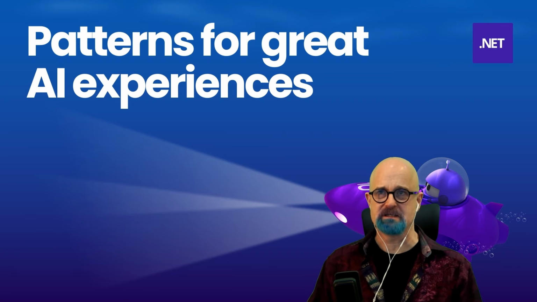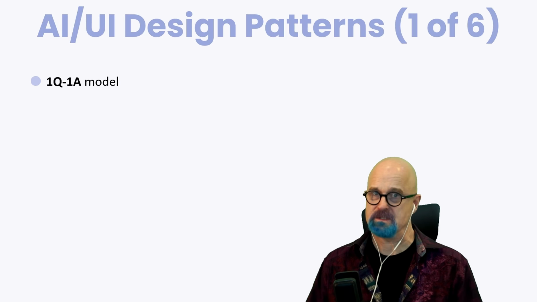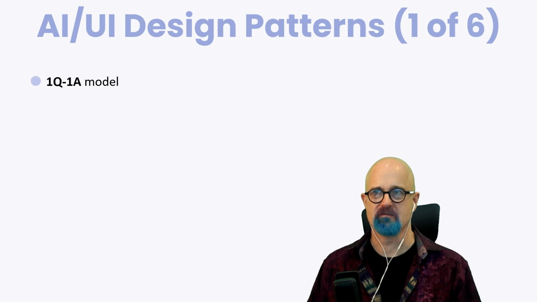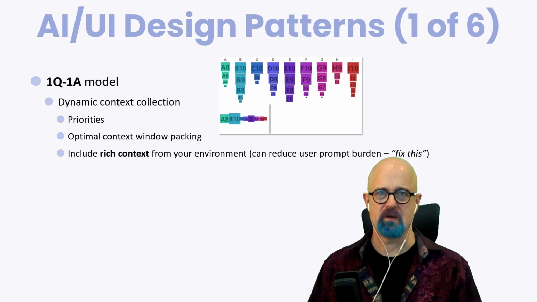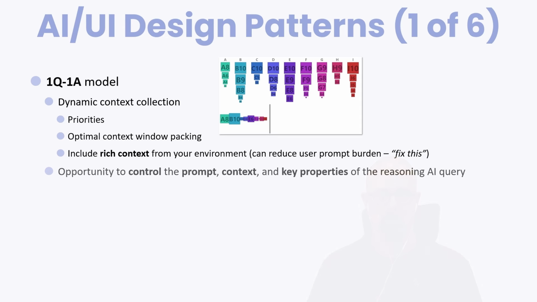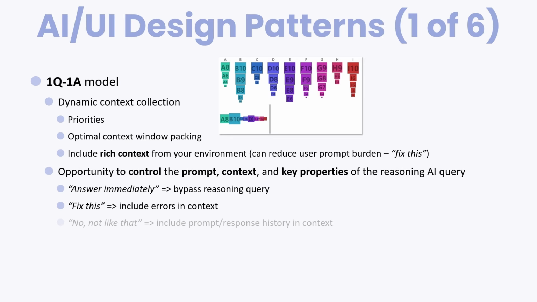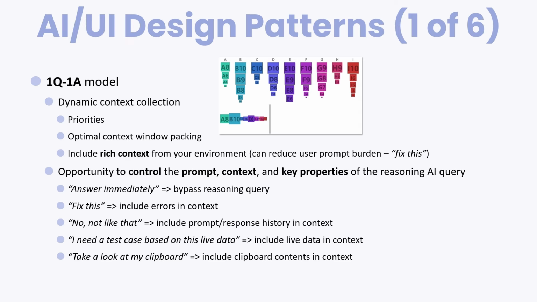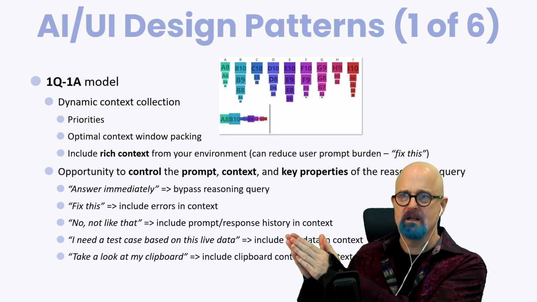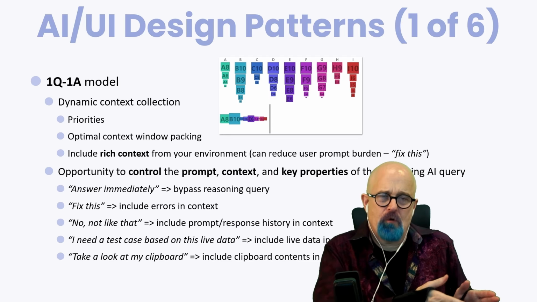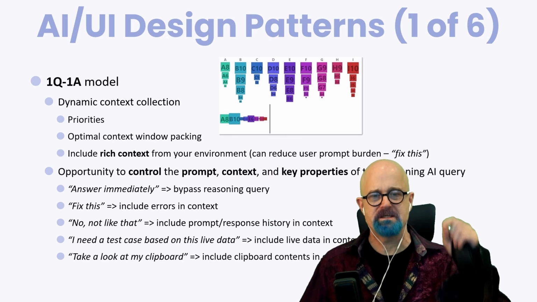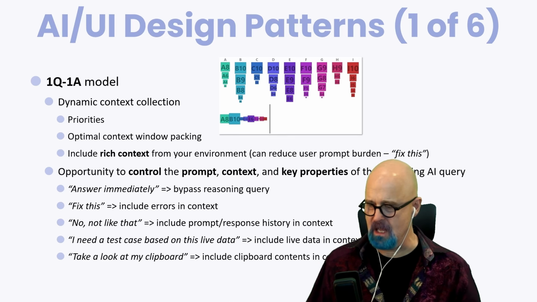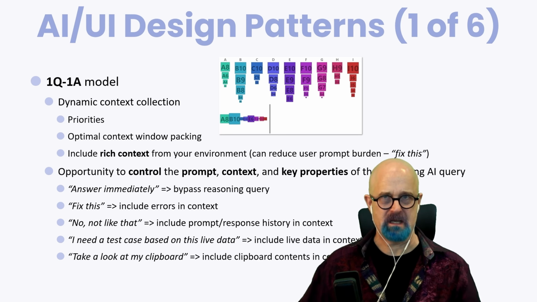Patterns for great AI experiences. So the 1Q1A model, I'm essentially proposing it as a good design pattern for AI. That includes dynamic context collection, and within that you've got priorities, you've got optimal context window packing, and you definitely want to include rich context from your environment. It also gives you an opportunity to control the prompt context and key properties of the reasoning AI query. So our tiny AI model can come back and tell us how to change the prompt, how to change the context, and maybe even set key properties on the reasoning AI query. Key properties like reasoning effort and verbosity, for example.